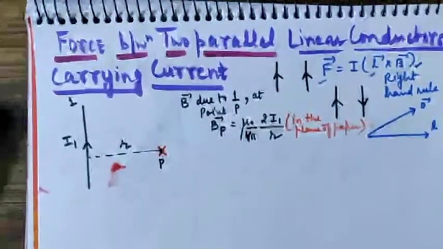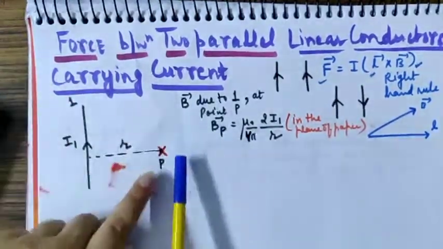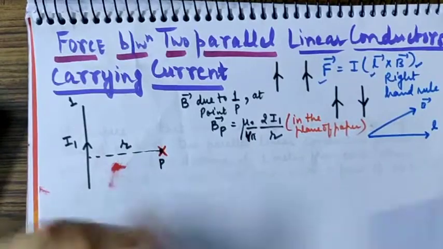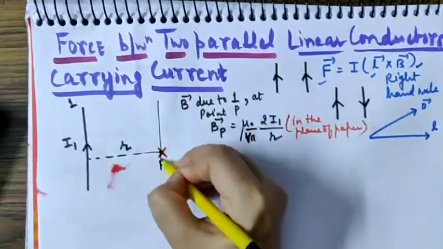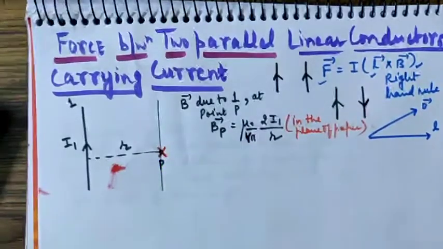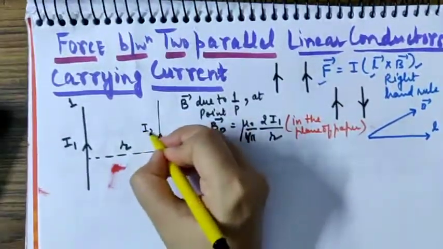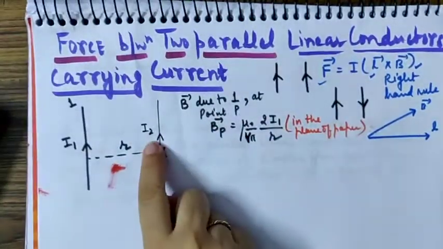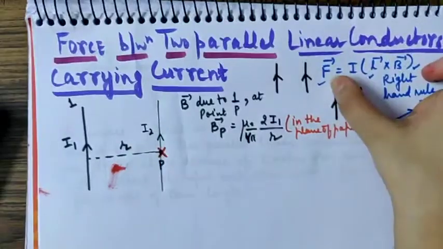Now suppose, as a story, the first wire was here, and the first wire made some magnetic field at point P. Now another wire carrying current is placed at point P. Let the other wire carry current in the same direction, and the current is I2. Then what will be the force experienced by this current carrying wire? You will use this formula.